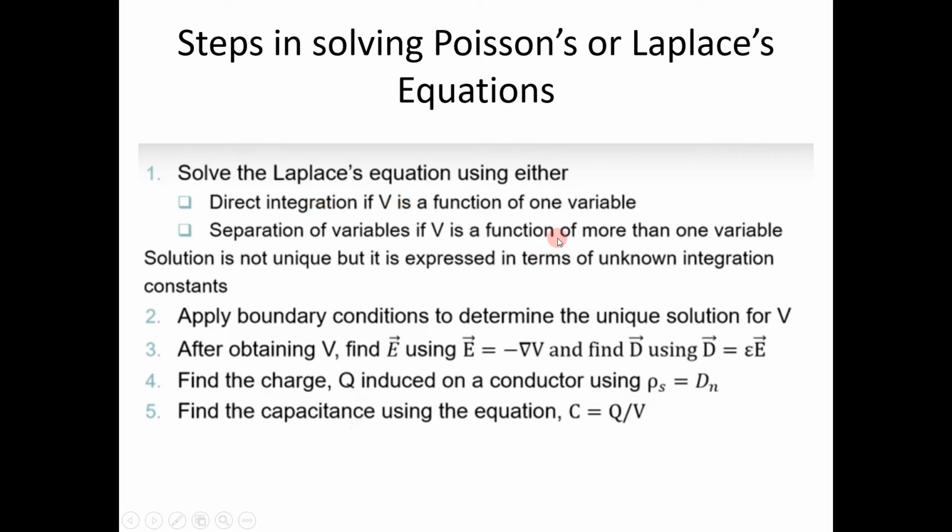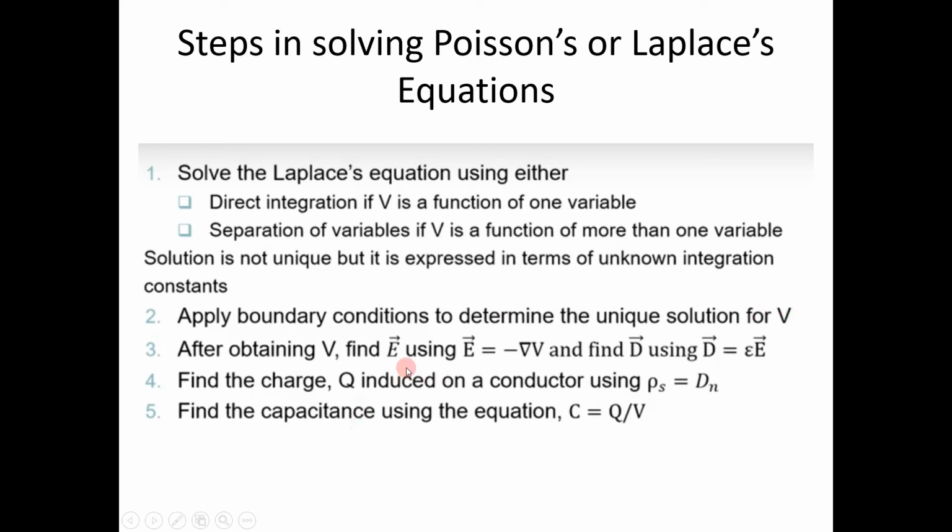If it is a function of more than one variable, first you have to separate the variables and then integrate. And when you integrate, you know that there will be a constant term. Only after getting the value of the constants, the solution will be unique. So first on integration, you get the values, but it will not be unique. Then to get the value of constants, you have to apply the boundary conditions, so that you will get V, because both the equations are del square V. So on integration and applying boundary conditions, you get V.